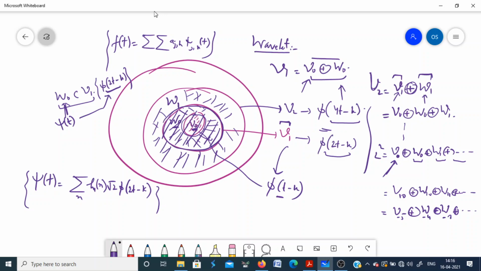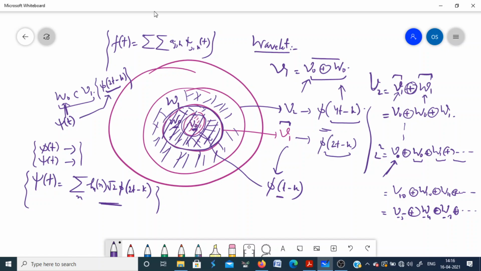One thing is that you can express phi t in terms of phi 2t, and then psi t, which is the wavelet function, is also expressed in terms of phi. That is why we say that we first select the scaling function, and then the wavelet is obtained from the scaling function using this refinement equation.